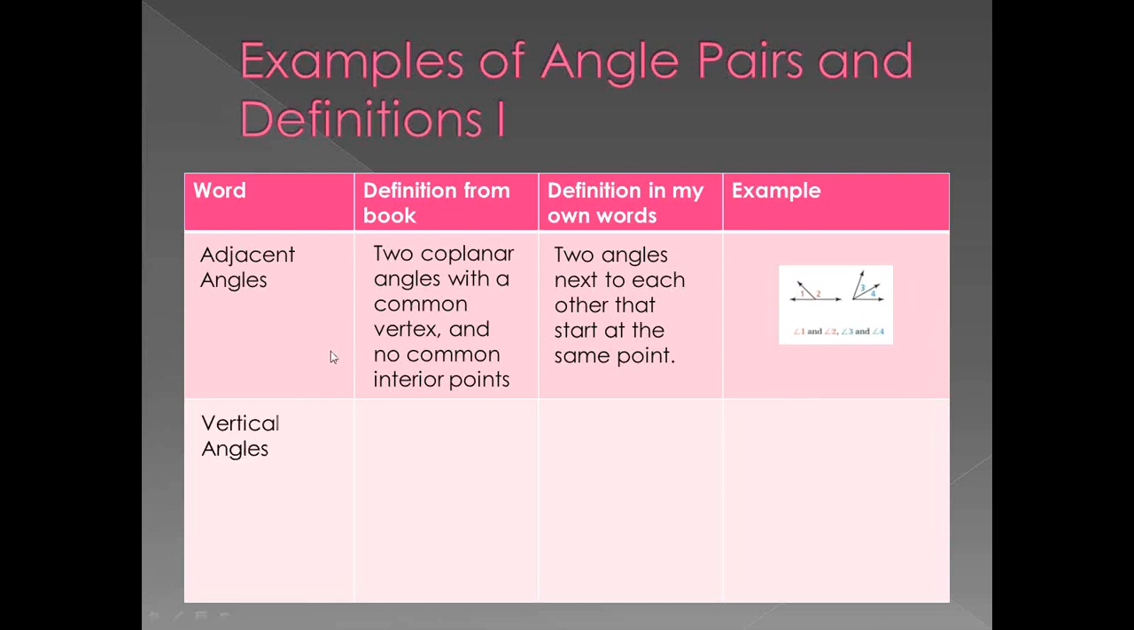The next one is vertical angles. This one's important because one thing we know about vertical angles is that they're equal. So we're going to use that fact later. Okay.